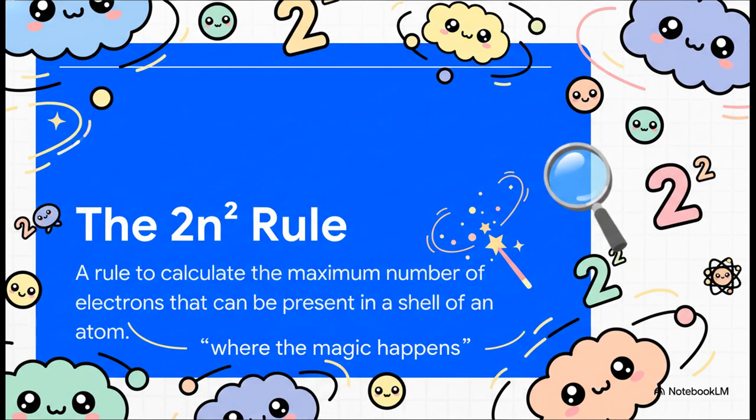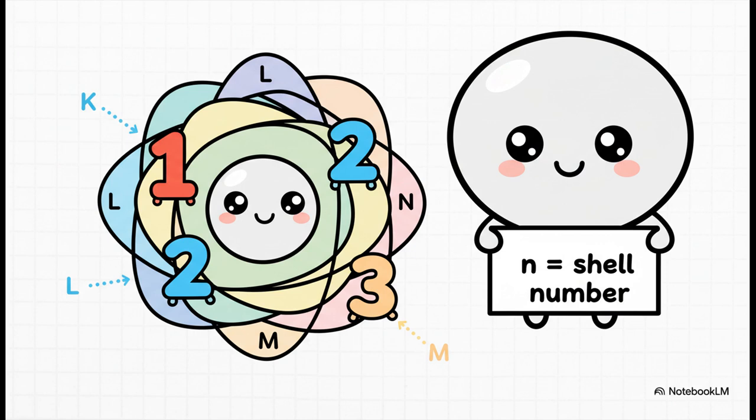And this is where the magic happens. The number of seats in each level isn't random at all. It's all governed by this really elegant, simple little formula called the 2n² rule. This is what tells us the absolute maximum number of electrons that are allowed in any single shell. It's kind of like the secret code to the whole atomic structure. So let's break this thing down. What does it all mean?